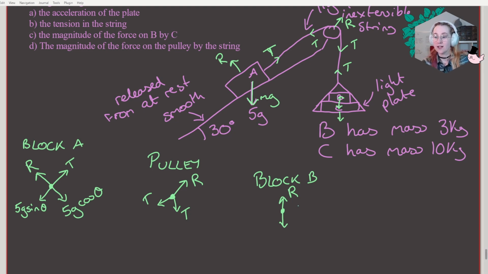Block C, and then we also have the weight of it. So this is now 3g downwards. And then block C, we have the compression force, so the reaction force from B is now working downwards because that's where those two things are contacting. And then you also have 10g.